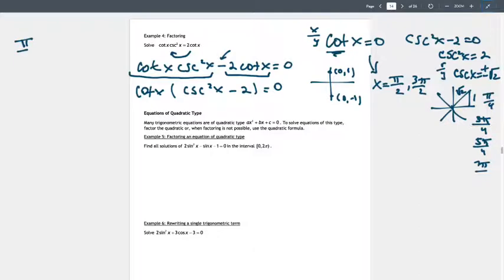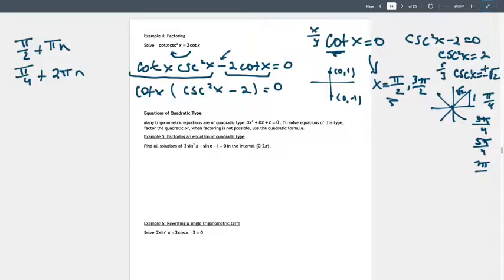Pi over 2 plus, now this pi over 2 was for the cotangent. Remember, cotangent's period is pi. So we're going to say pi n. And then the other one is 3 pi over 2. But if I add pi to that pi over 2, I'm going to get that 3 pi over 2. So I don't have to write it again. Then we've got pi over 4. Now the period for cosecant is 2 pi, so I'm going to be adding 2 pi to that n times.